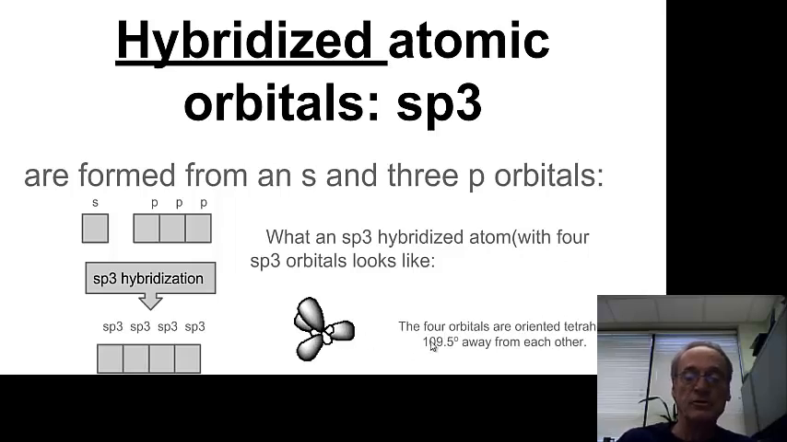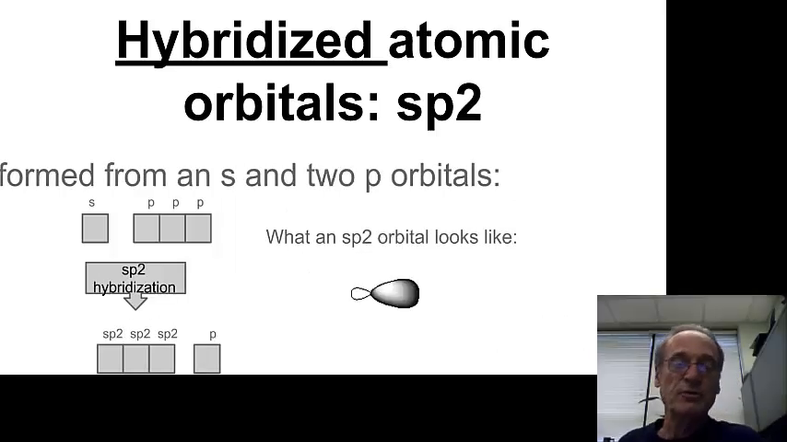Well, this is how they're arranged. The 4 orbitals are oriented tetrahedrally to each other. In other words, 109.5 degrees away from each other. That should look familiar. It's essentially the tetrahedral electron group arrangement. Let's move on to the sp2 hybridization.